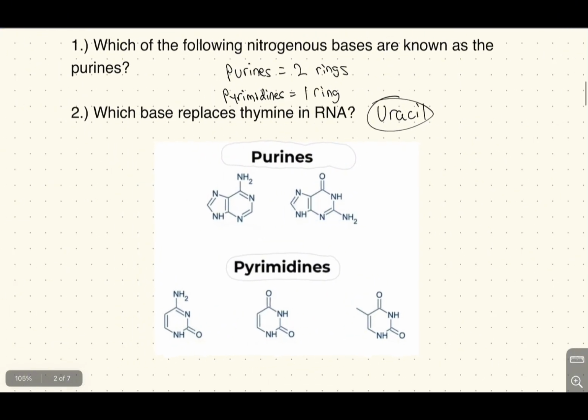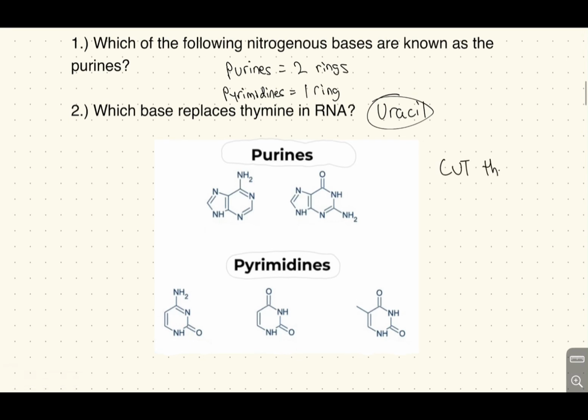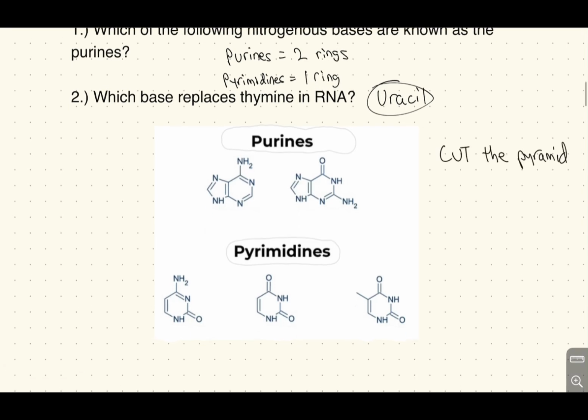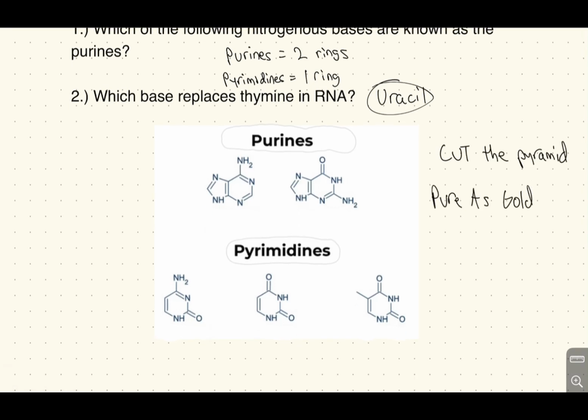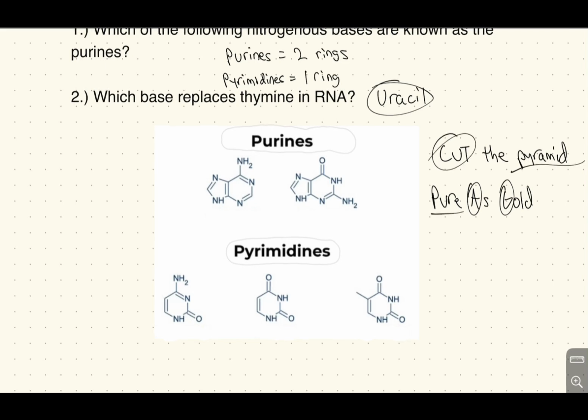So here are 2 mnemonics to narrow down your answer choices. The first one is "cut the pie," that is, cytosine, uracil, and thymine are pyrimidines, and "pure as gold," adenine and guanine are purines. Okay, so we know that one of the bottom 3 pyrimidines has to be uracil. As I said earlier, knowing key components is enough because the MCAT is a multiple choice exam.